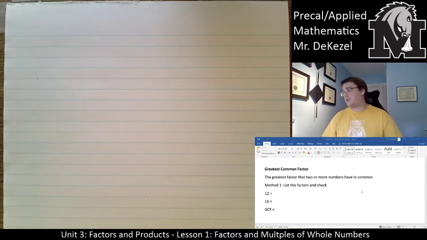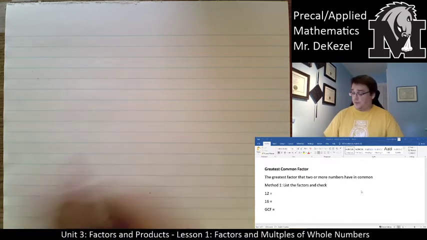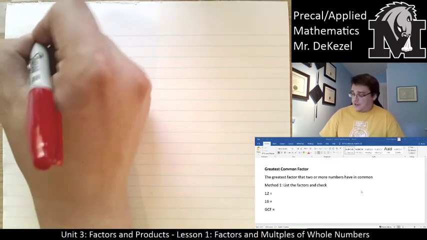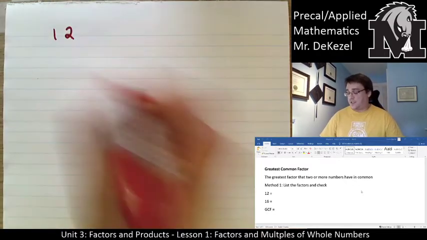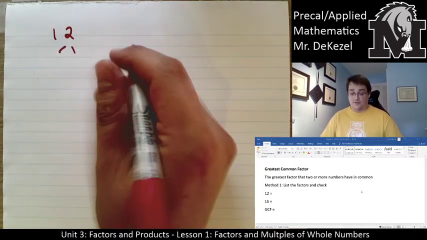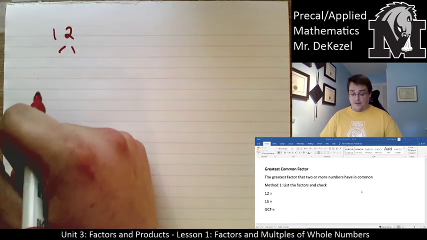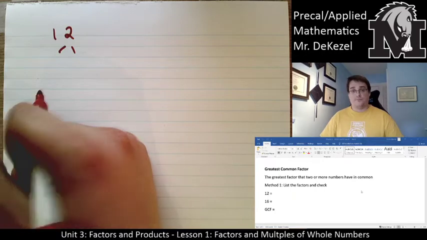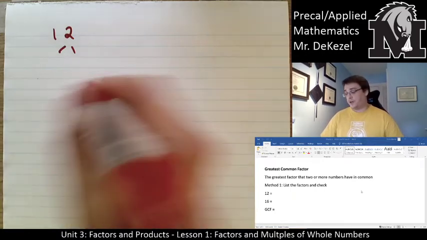So, the greatest common factor. There is a really easy method to find out the greatest common factor between two numbers. The greatest common factor that two or more numbers have in common. So, let's start with 12 and 16. First thing we're going to do is make a factor tree for all of them. Why would we be doing this? We wouldn't be learning how to do a factor tree if we weren't going to use them.